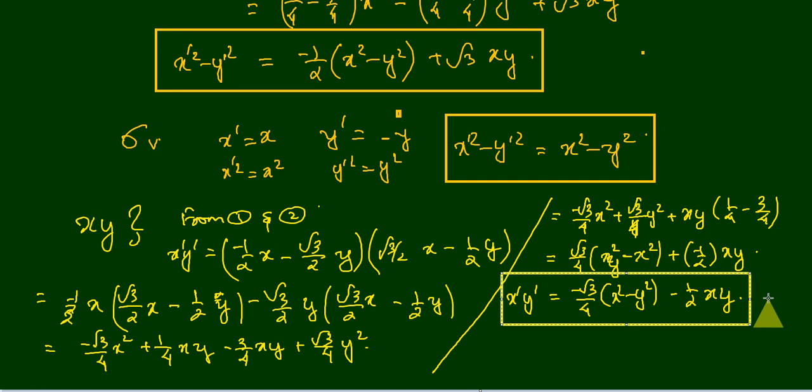What happens to this xy during the e operation? Because during the e operation we know that x dash is equal to x and y dash is equal to minus y. Therefore x dash y dash during the e operation is equal to minus xy, right? Minus xy.